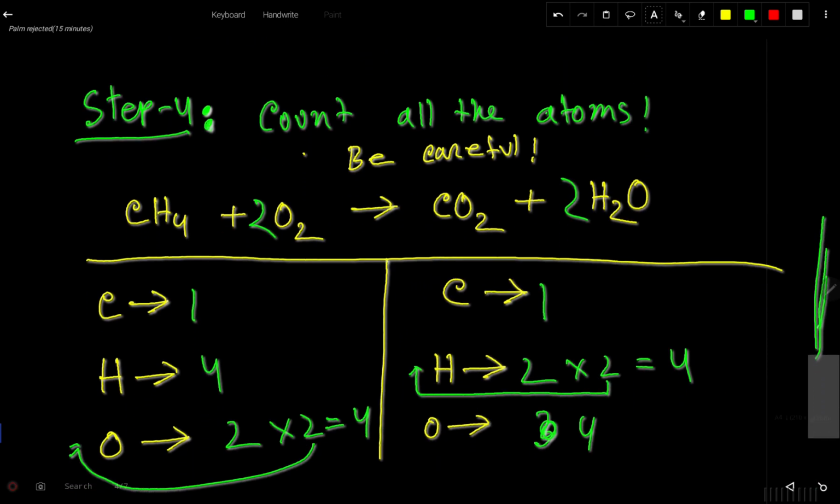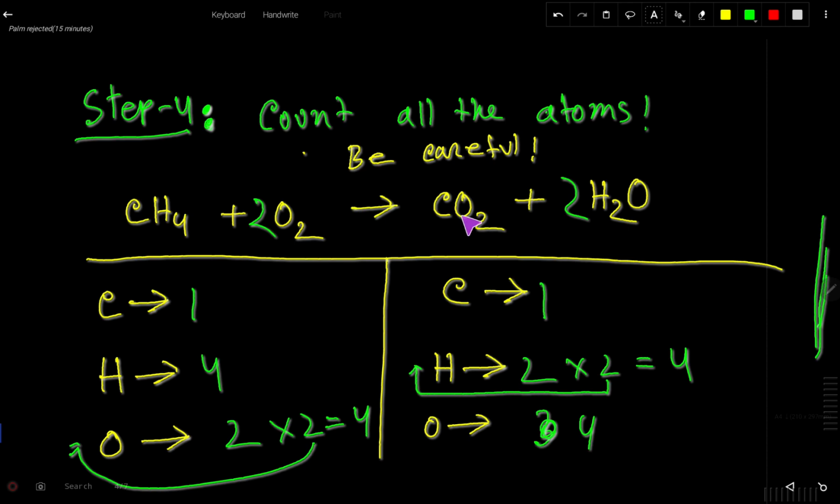Okay, so these are the 4 steps to balance chemical equations.